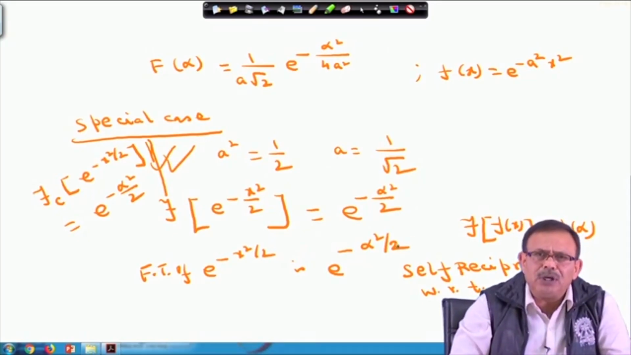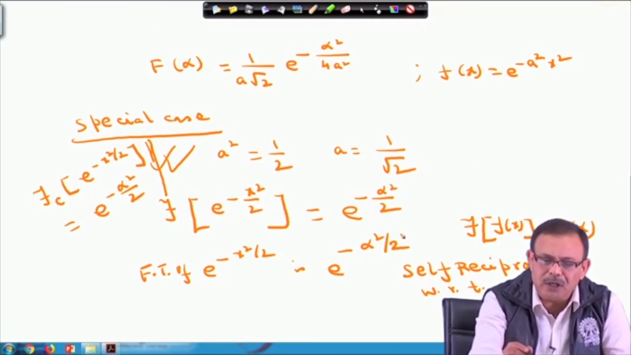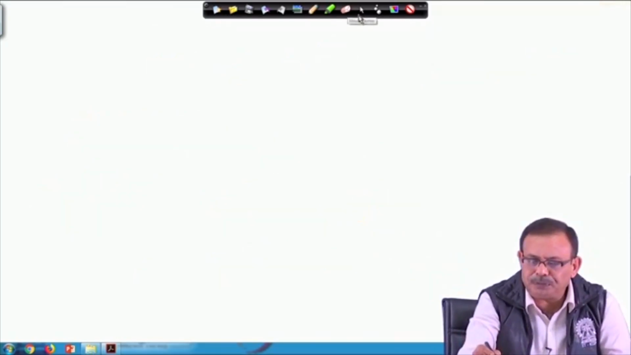So, here we have learned one thing, that is the self reciprocal concept. If the transform of a function is the function itself, then we call that function a self reciprocal function with respect to a particular transformation. Just like for this example, we have shown that e^(-x²/2) is self reciprocal with respect to Fourier transform as well as self reciprocal with respect to Fourier cosine transform.